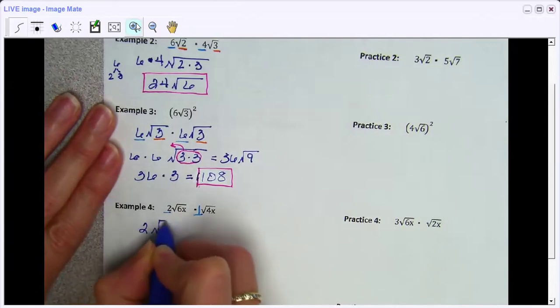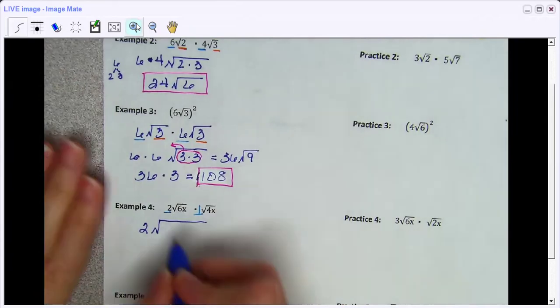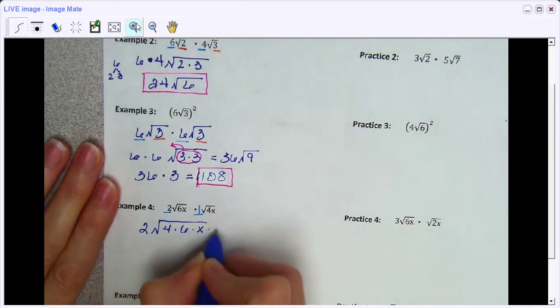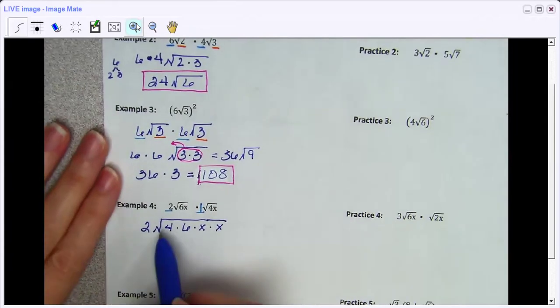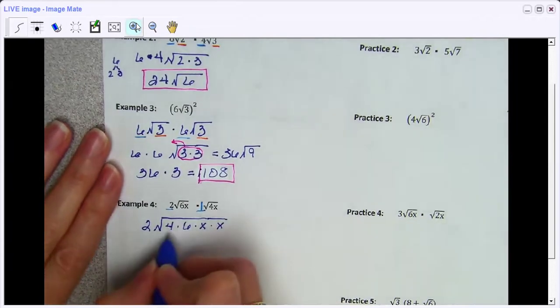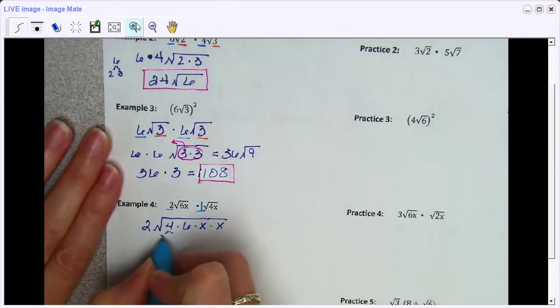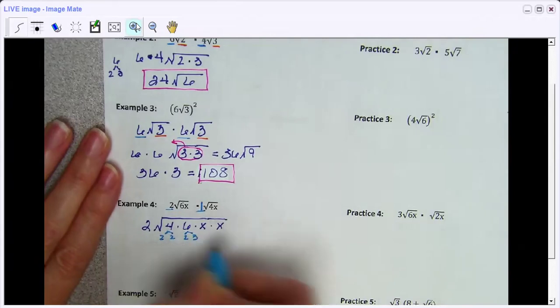And then the square root. Now, I'm going to write all of this out. So we have the square root of 4 times 6 times x times x. Now, instead of multiplying 4 times 6, I'm just going to go ahead and factor those out right now. So I could factor out 4 to 2 times 2, and I could factor 6 out to 2 times 3.